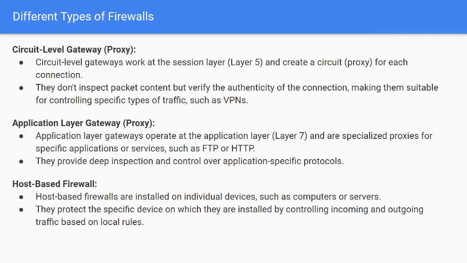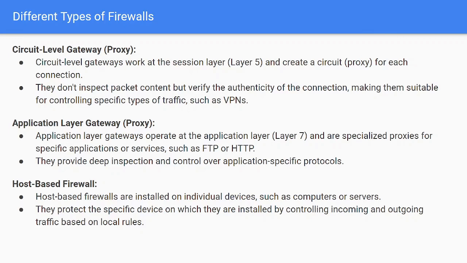We hope it's not an impersonation attack and stuff like that. So the next one is application layer gateway. Application layer gateways operate at the application layer and are specialized proxies for specific applications or services such as FTP or HTTP. They provide deep inspection and control over application-specific protocols.